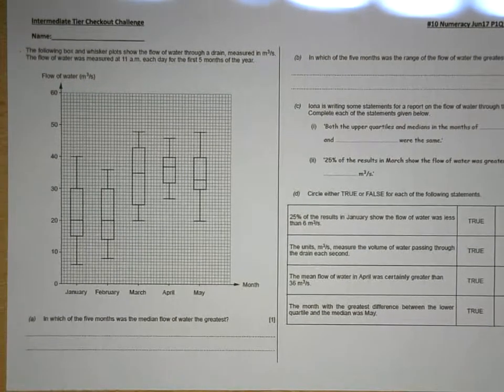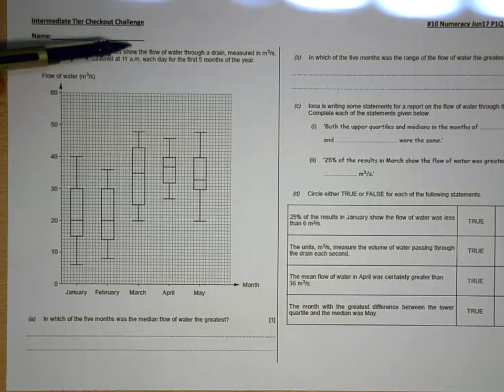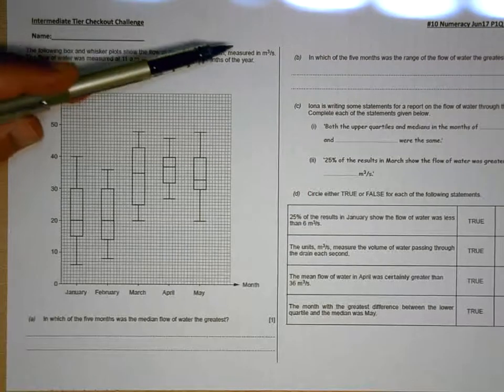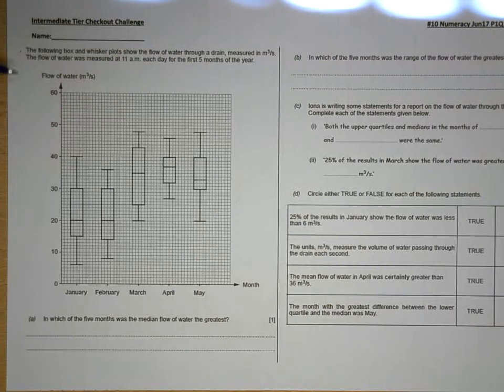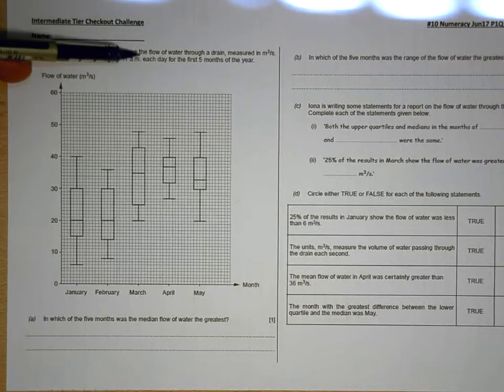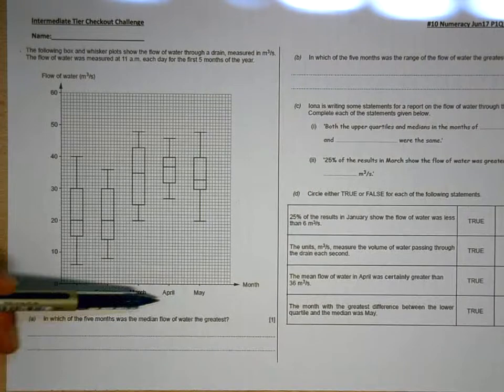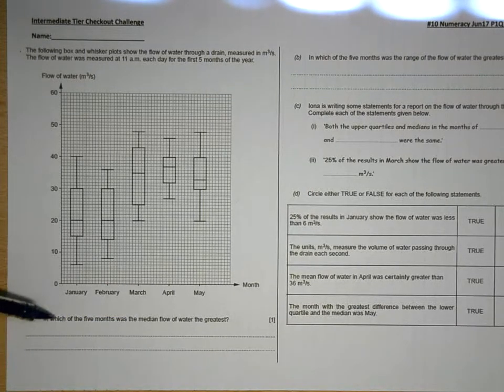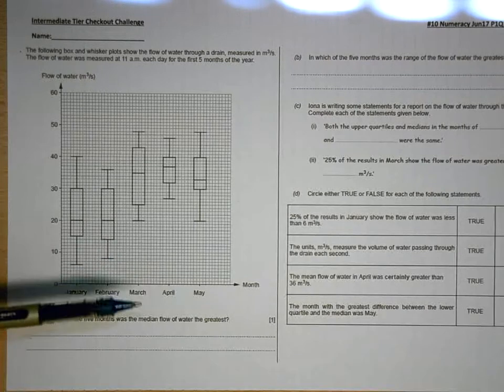Right, so let's take a look at the context we have here. The following box and whisker plots show the flow of water through a drain measured in cubic meters per second. The flow of water was measured at 11 AM each day for the first 5 months of the year. January, February, March, April, May. In which of the 5 months was the median flow of water the greatest?